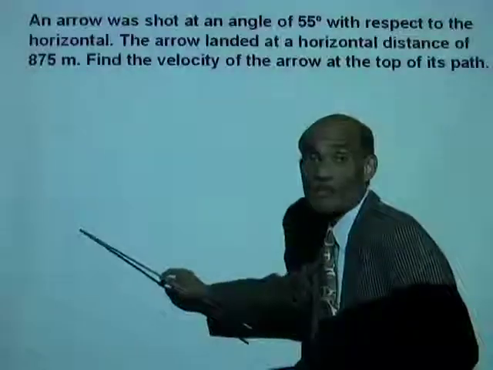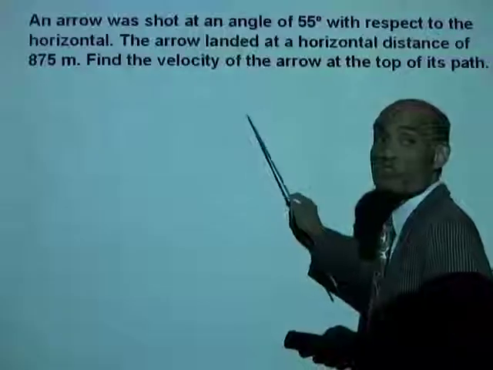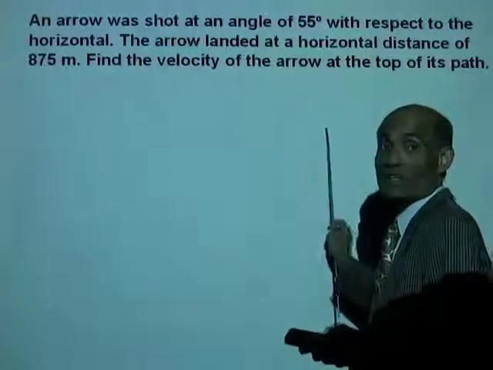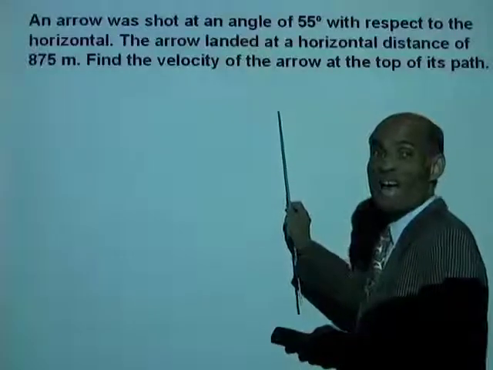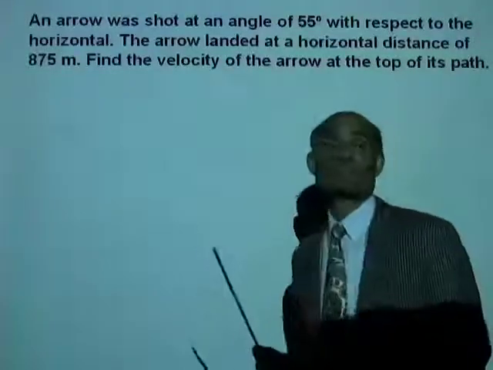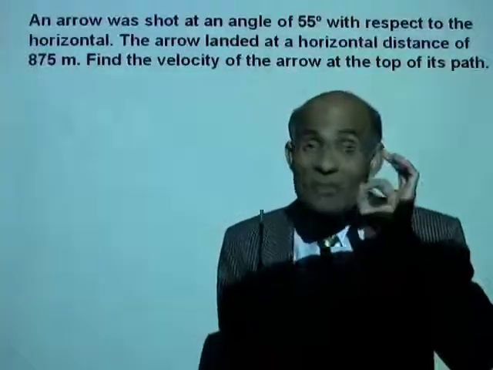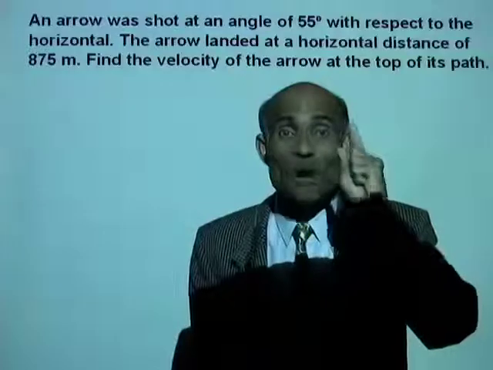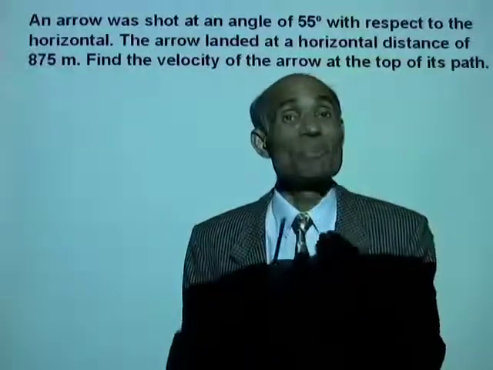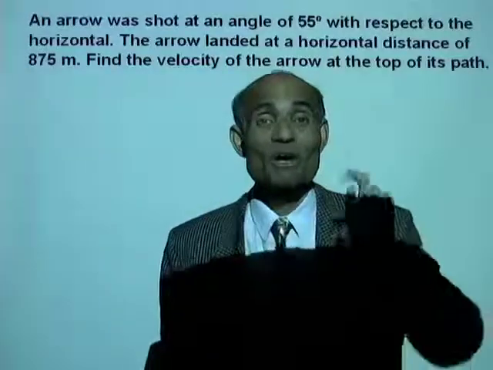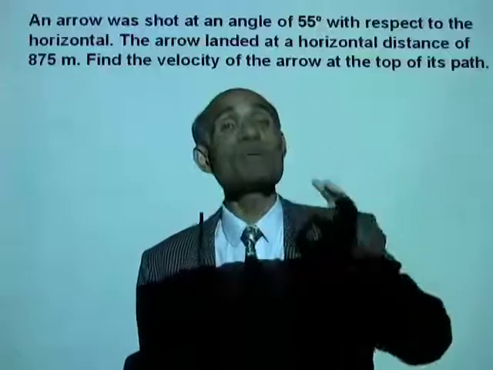Well, the arrow was shot and it rises, reaches the peak and then goes down. We need to find the velocity at the top. Well, the velocity at the top has only one component. What is that component? The horizontal velocity, because at the top of the path the vertical velocity will be 0.